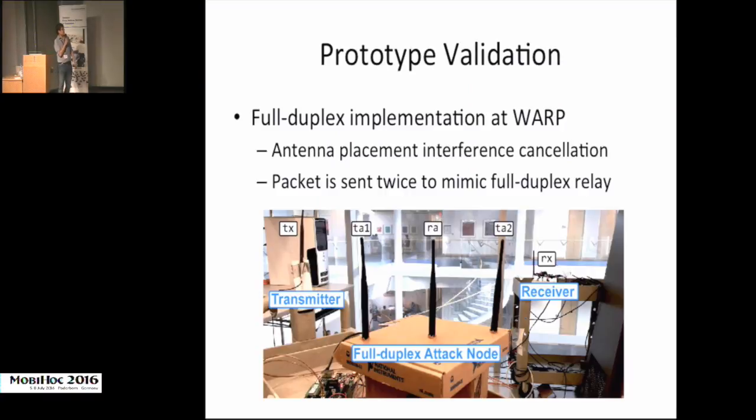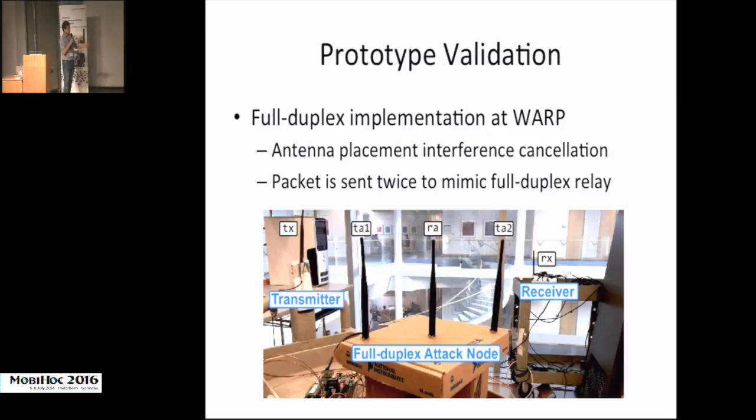So we also repeated the same experiment with a prototype validation. We don't use the very fancy hardware presented this morning by Columbia University. What we do is just a simple full-duplex implementation at the WARP testbed. We use an analog placement interference cancellation to do the analog cancellation instead of specialized hardware. You basically put the antennas at the same distance and then send the signal in reverse phase, so the signal is naturally canceled at the receiver.